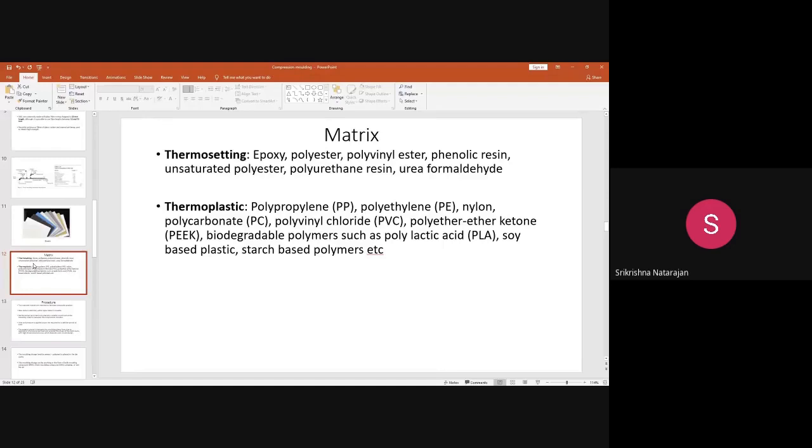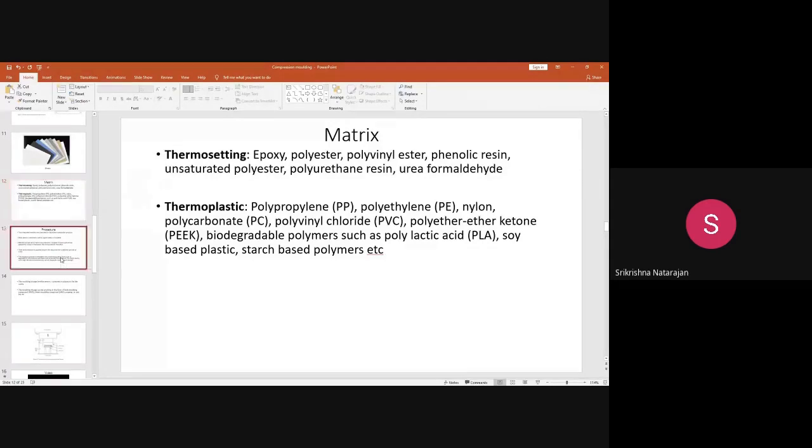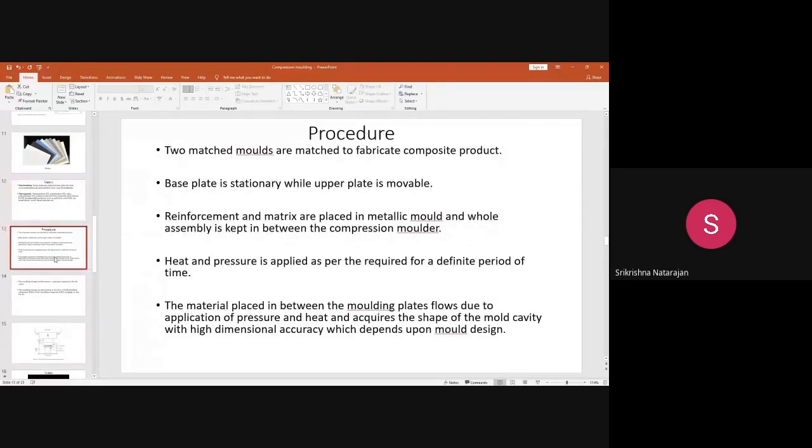These kinds of thermoplastic polymers can be used, and along with them you can use some natural polymers like polylactic acid, soy based plastic, and starch based polymers. These can also be used. So here the opportunity of using both thermoset and thermoplastic is possible. Coming down to the procedure, how does this process work?